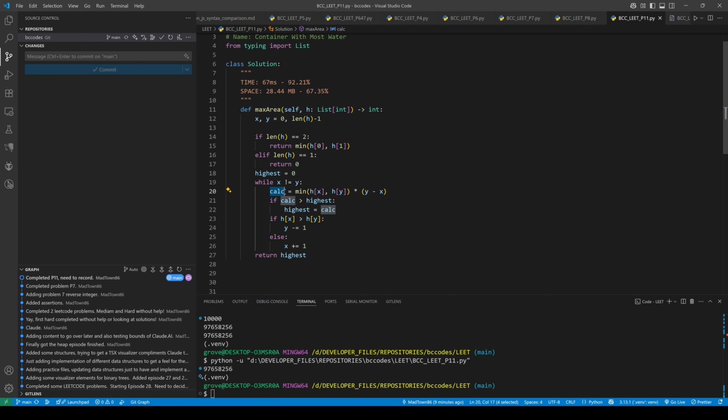And here I have calc, and it's calculating again the height, taking the minimum bar graph value in the integer array and then multiplying it by the distance between their indexes. And then if the calculation for the new position is higher than the highest, then I'm replacing that value. And then here is the crux of the two-pointer.